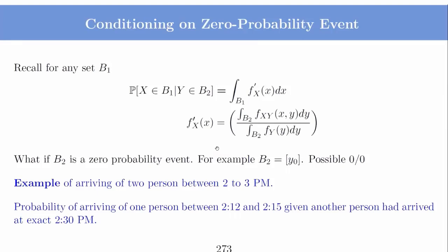So recall that for any set B1, the probability that x belongs to B1, conditioned on y belonging to B2, is given by the integration of a conditional distribution over B1. This conditional distribution is the conditional PDF of this conditional probability measure, and it is defined as the ratio between the integration of the joint PDF over B2 divided by the integration of the PDF of Y over B2. This we have seen earlier also. In the denominator, we are computing the integration of the PDF of Y over the set B2, which is our conditioning event. So Y takes value in B2 and I'm conditioning on that.